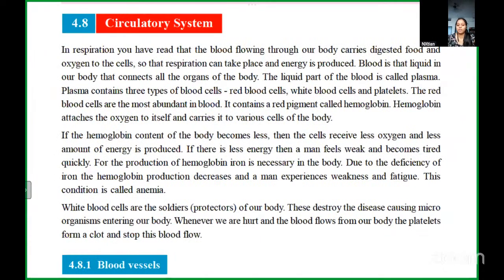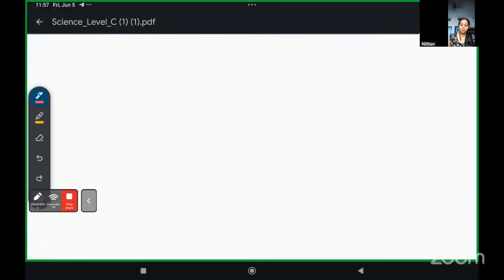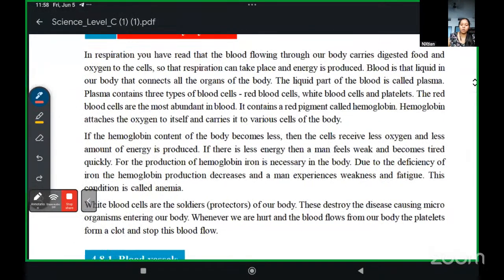Now, circulatory system. Circulatory system in our body is related with the transportation of blood, the moving of blood in our body. Now, this moving of blood in our body plays a very important role. Because this blood helps in the transportation of different things. And it contains three very important components which are responsible for some major functions in our body. Let's see what are those. In respiration, you have read that the blood flowing through our body carries digested food and oxygen to the cells, so that respiration can take place and energy is produced.